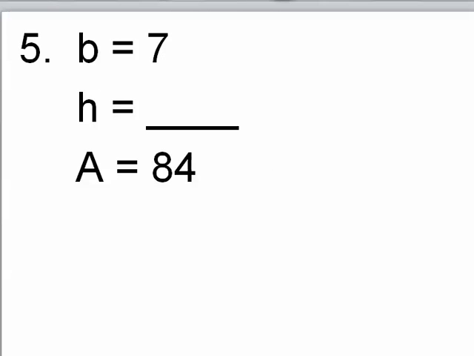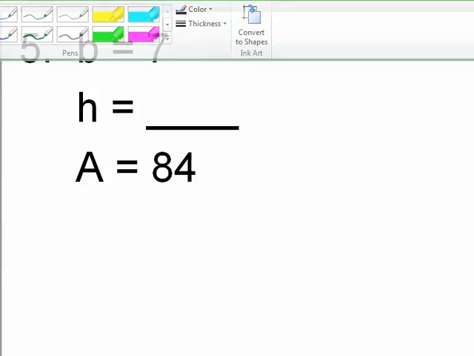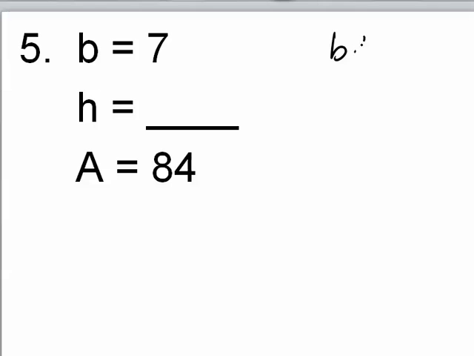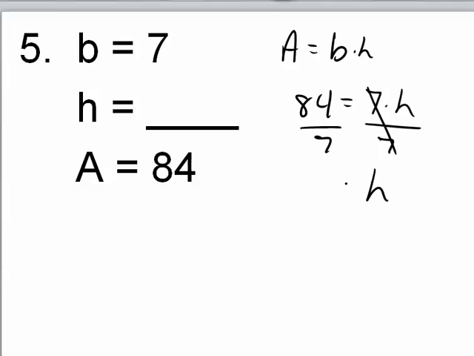We'll also do somewhere we're working backwards. Again, our formula is area equals base times height. This time I know the area is 84. I know the base is 7, and we're looking for the height. And if you get stuck, just plug in the numbers to the formula, and then you're going to solve for the missing letter. So I'm going to solve for height. These are multiplied, so we'll divide by 7, and our height is 12.